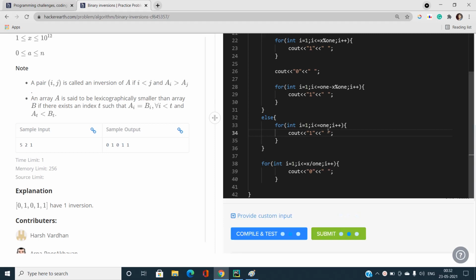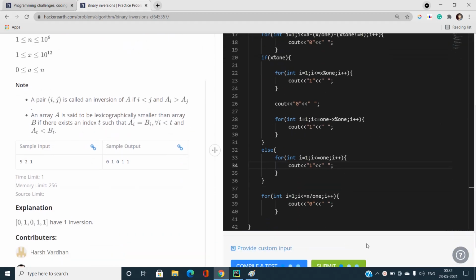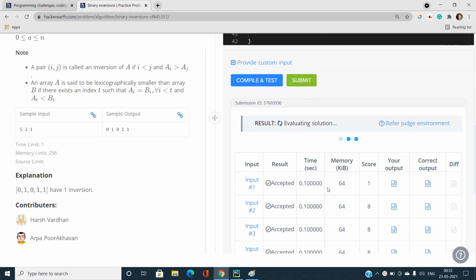We have to print this array in this type also. You can easily see everything is going to be accepted, all test cases passed.